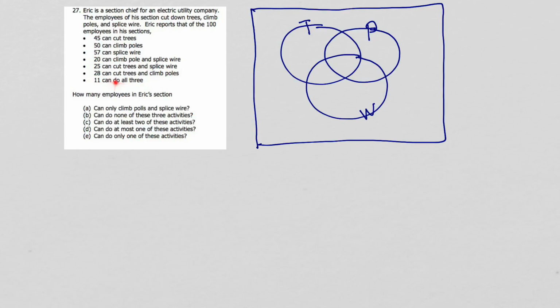So here's what we know. There's 11 people who can do all three. Now all three, that's right in here. So we know that there's 11 people that go into that region right there. These are people who can do all three. They can cut trees, climb poles, and splice wires.